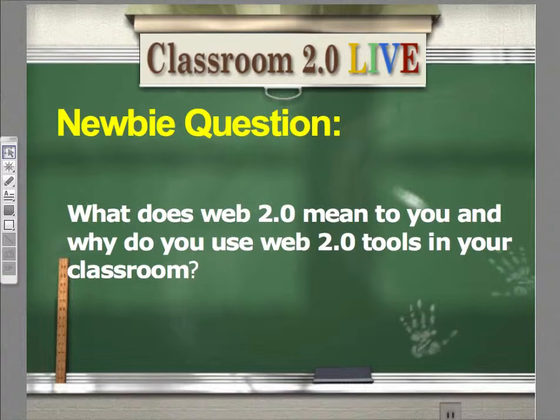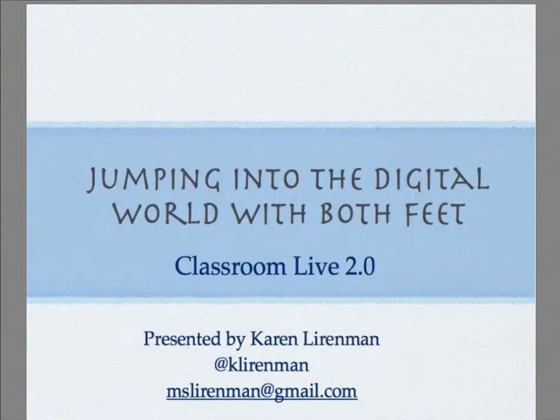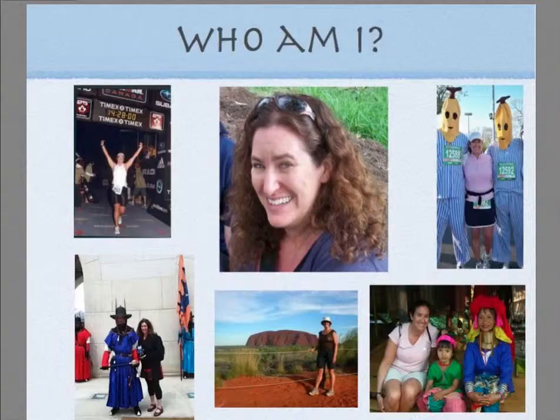I am going to start my presentation, and I've named it Jumping into the Digital World with Both Feet. The reason why I've done this is because I literally did, and I'll start my story. Actually, I'll start with who I am. I'm a grade 1 teacher in Surrey, British Columbia, Canada. I grew up in Vancouver. I lived here my whole life. I did teach in Melbourne, as I said. I'm a 5-time Ironman finisher, which is something that most people don't actually know about me. I love to travel. I love to run, though I don't run as much as I used to, but I do love to run. So there are pictures of me here in Korea, in Australia. The one on the bottom corner is me in Thailand.